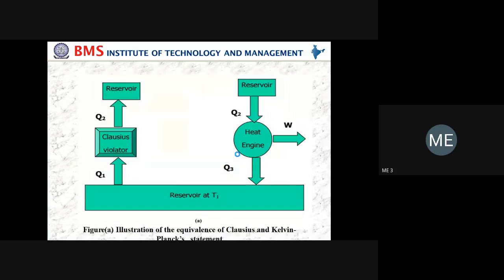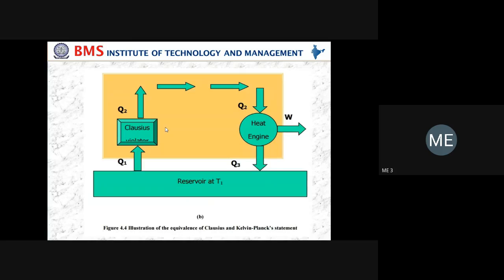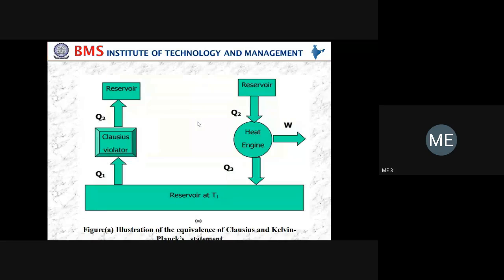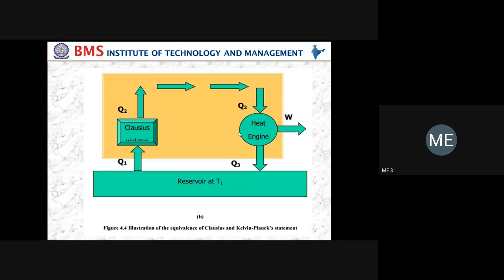Yeah. So here, this is the violation of Clausius statement. Now what I'm going to do, assume that there is one reservoir, so that I'm eliminating that reservoir. Because whatever the Q2 is there now, the same amount of heat we are going to take into the heat engine.